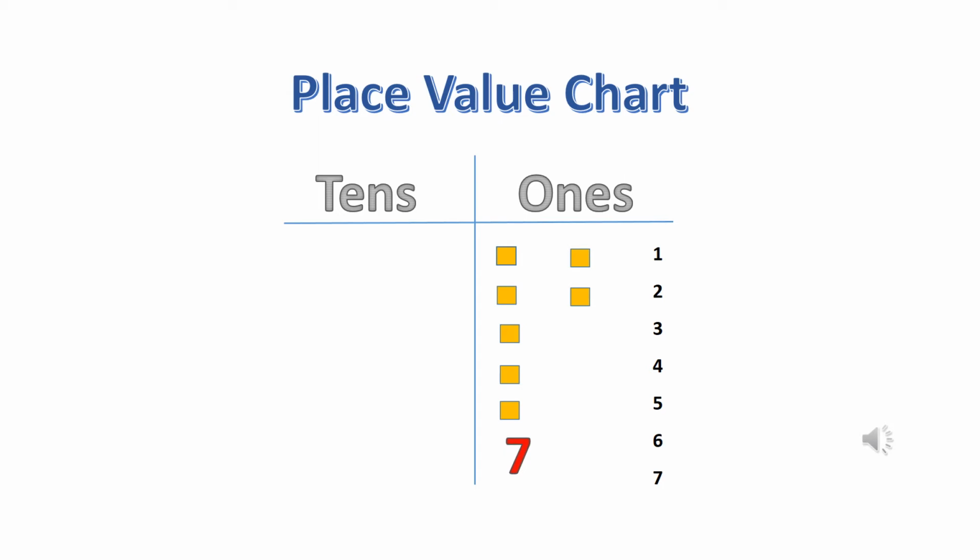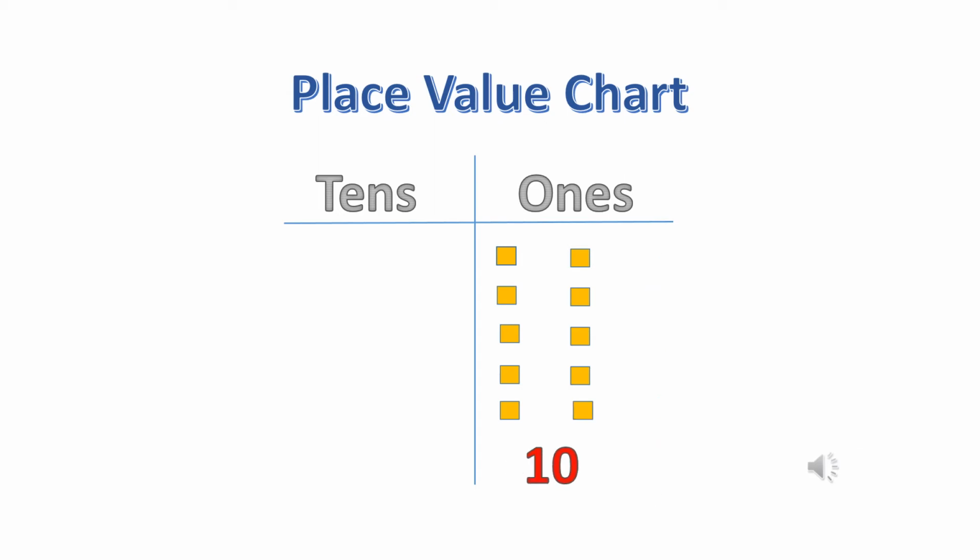And this chart shows the number 7. This chart shows the number 8. It's very easy to show 8 yellow cubes, and the number 8 in red. This place value chart shows 9 cubes in the ones place that have a value of 9.